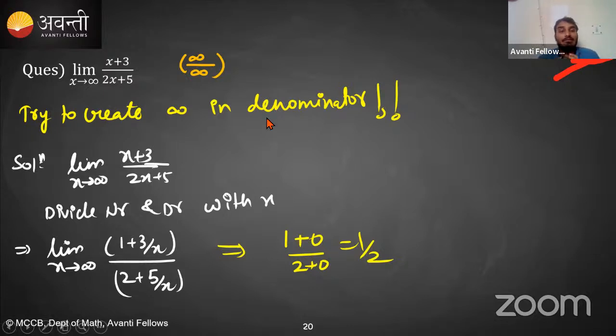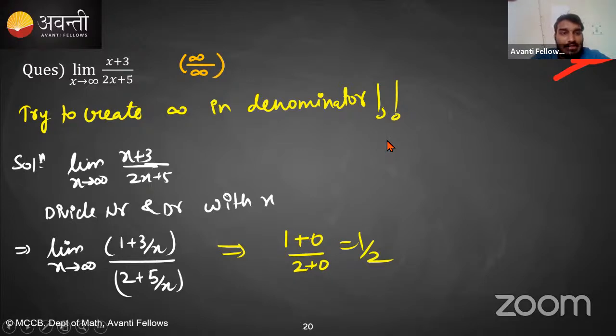So whenever it is an infinity upon infinity form, always try to create infinity in the denominator. That's the best approach I can tell you. There you can easily get rid of the indeterminate form. Is this clear, everyone? Tell me in the chat box if you have any doubts. If it is clear, shall we proceed further, students?